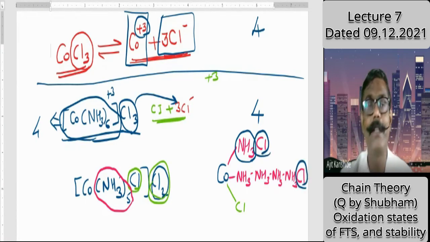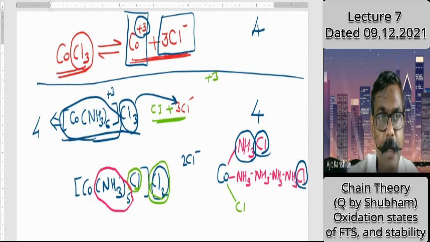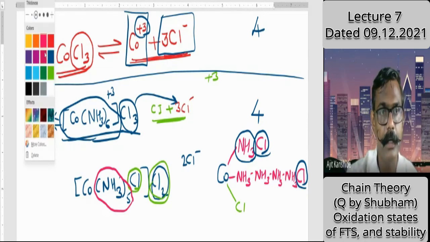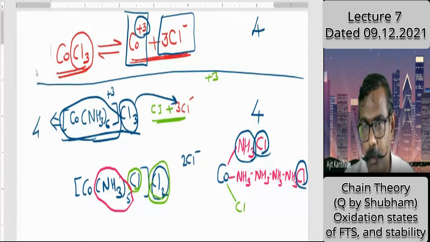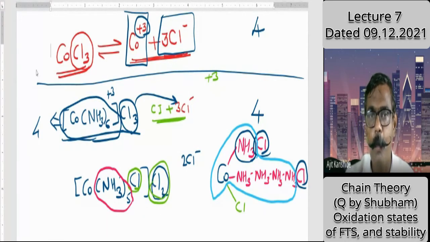So how many Cl minus did I find here? 2 Cl minus, which are ionizable. And the remaining structure, I represent it by another color. In this remaining structure, one ammonia, cobalt, and this chloride will not come outside. This ammonia also stays. This is our complex ion plus 2 Cl minus.